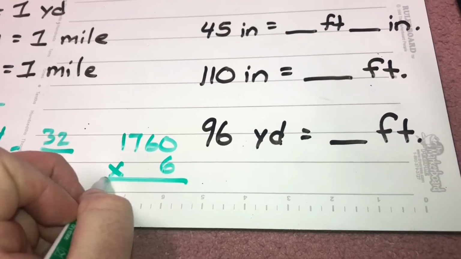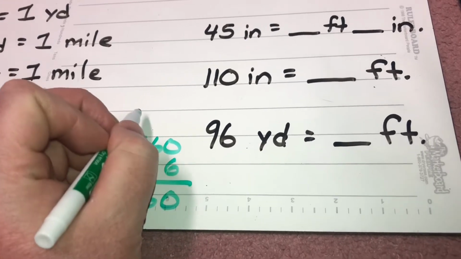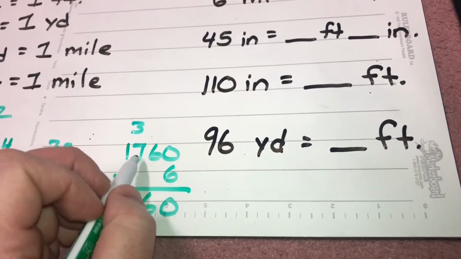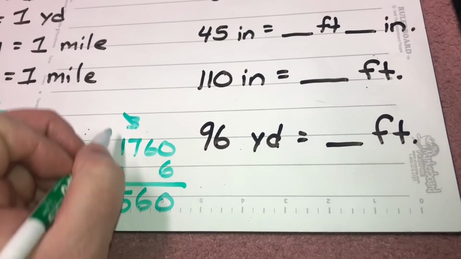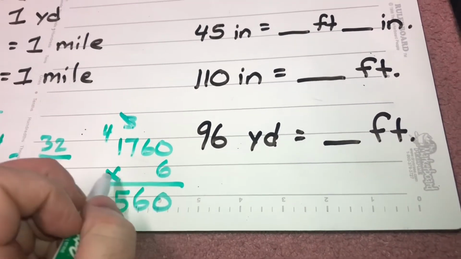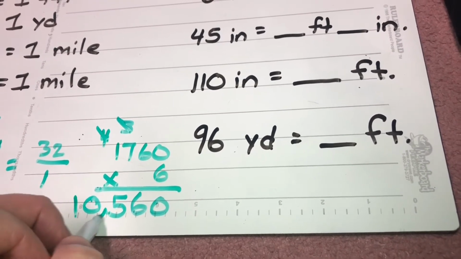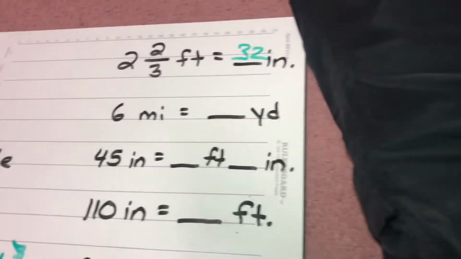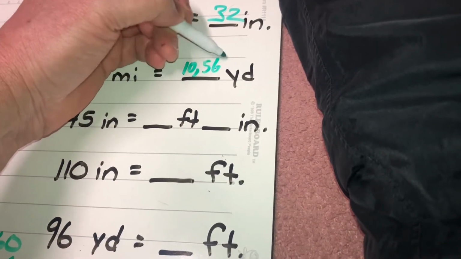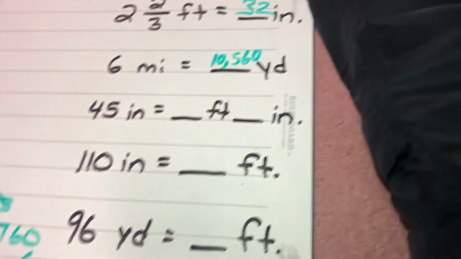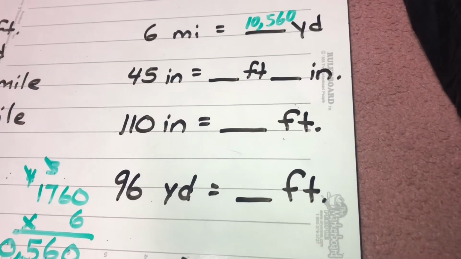So multiplied by 6, 6 times 0 is 0, 6 times 6 is 36. Put the 6 down, carry the 3, 6 times 7 is 42, plus 3 is 45. Put the 5 down, carry the 4. 6 times 1 is 6, plus 4 is 10. I get 10,560 yards. 45 inches equals blank feet, blank inches.